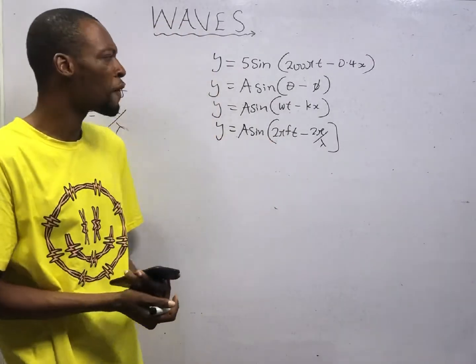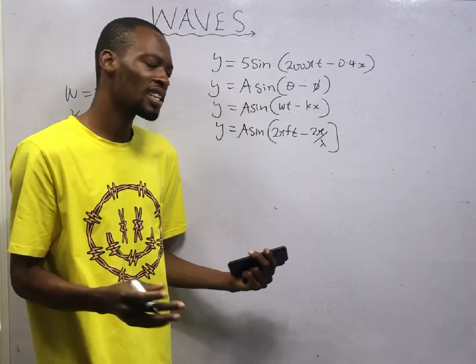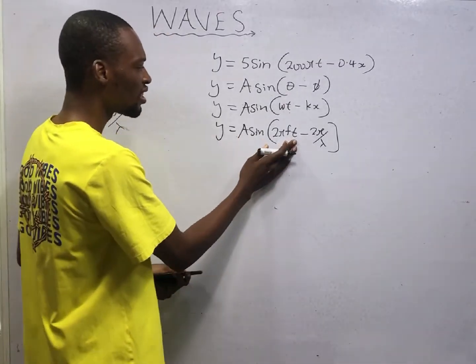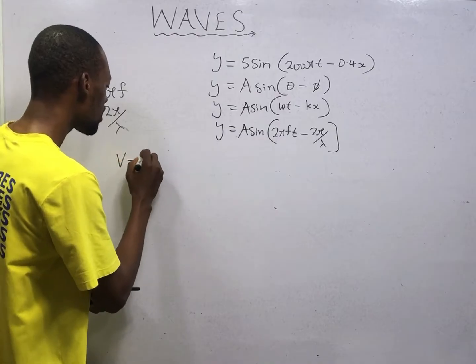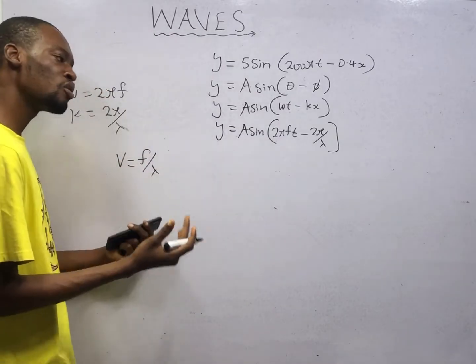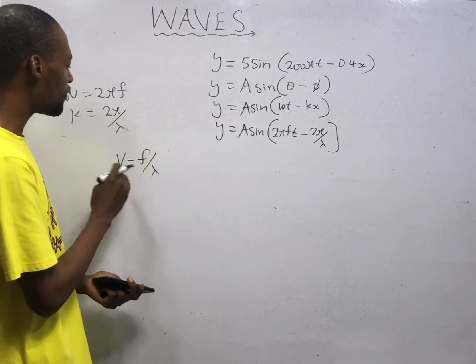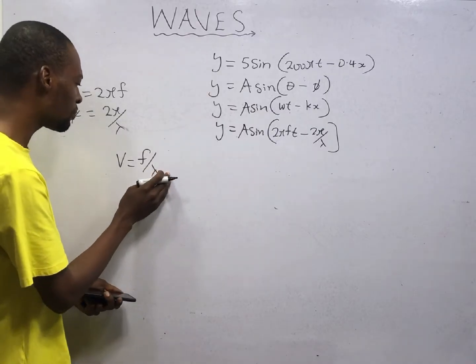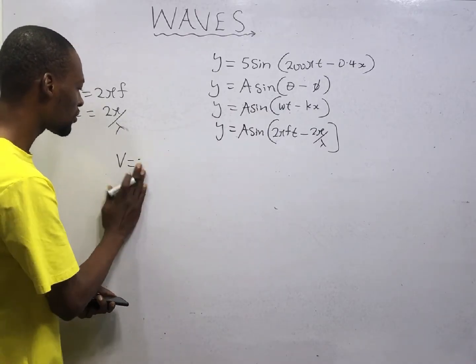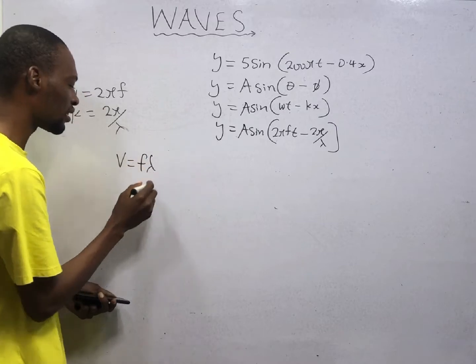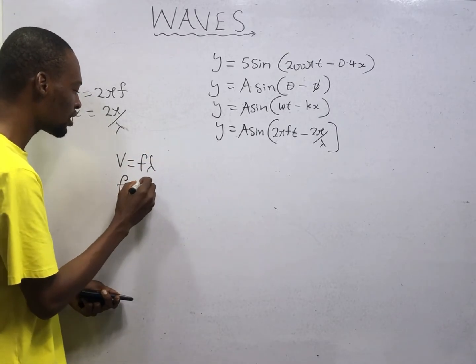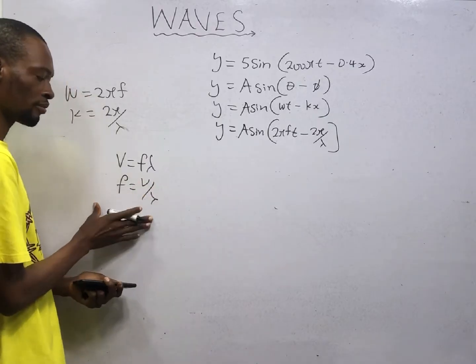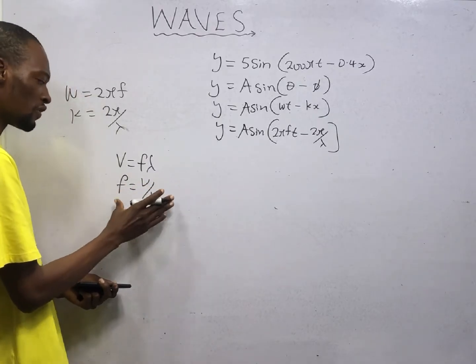You can choose to do some mathematics here. For example, from here, this is frequency. We know that v equals f lambda. True or false? True. If v equals f lambda, it simply means that f will be v over lambda.